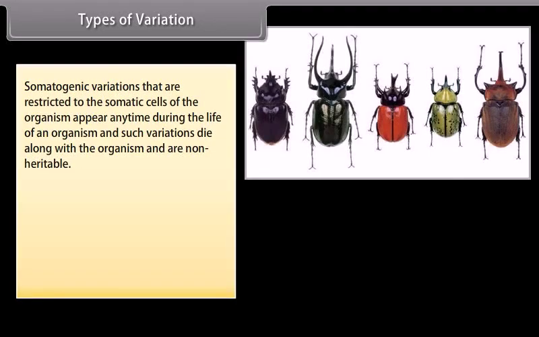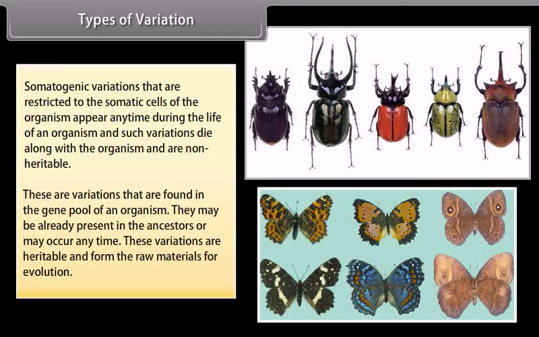Somatogenic variations are restricted to the somatic cells of the organism, appear any time during the life of an organism, and such variations die along with the organism and are non-heritable. Germinal variations are variations that are found in the gene pool of an organism. They may be already present in the ancestors or may occur any time. These variations are heritable and form the raw materials for evolution.